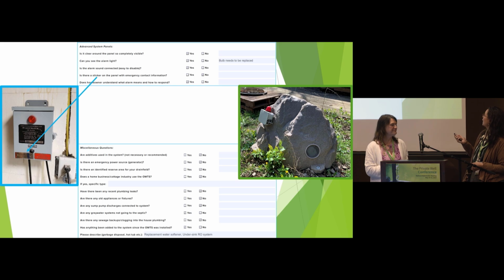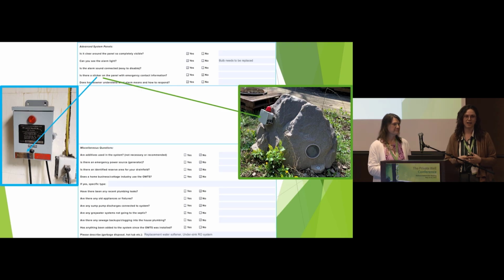And then, as you can see, System B does not have a sticker. You can see where it would go. However, there is no sticker there. So that just kind of goes along with what we've been seeing with System B over and over. The installer clearly didn't follow the right protocols as far as reporting it to the health department and making sure the homeowner knew what to do in case of maintenance needed or an emergency situation.